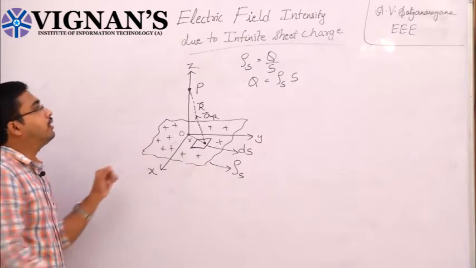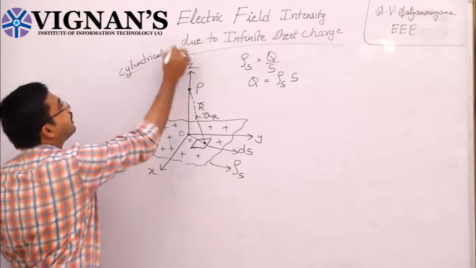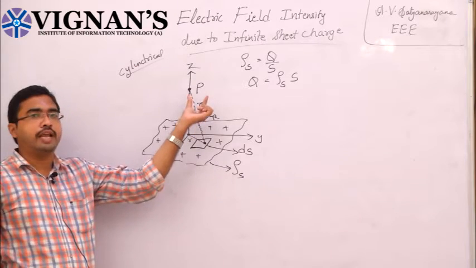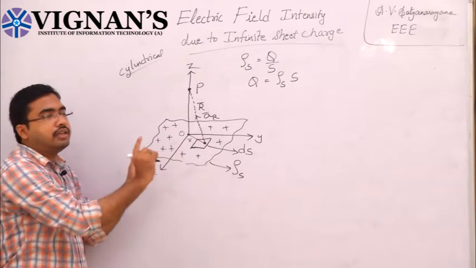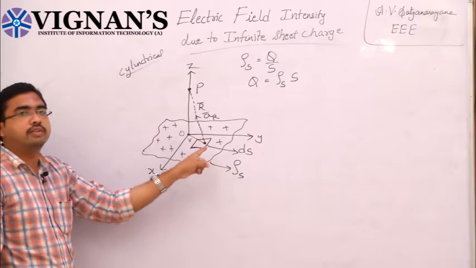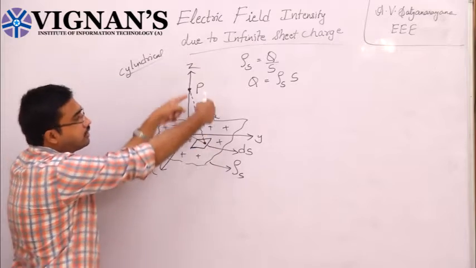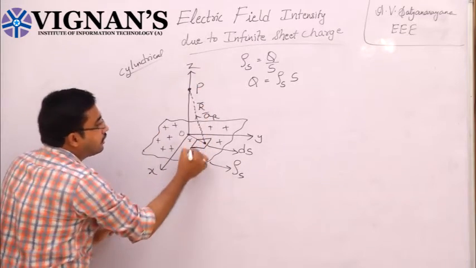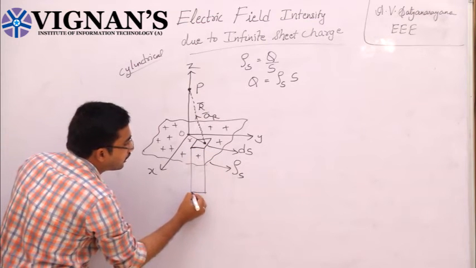Okay. Now consider the cylindrical coordinate system. Cylindrical coordinate system means we should imagine a cylinder which is placed along this small differential surface. Suppose imagine a cylinder of radius some r. This r is nothing but the radius of the cylinder. You can assume that the cylinder is placed along this differential surface. If you consider the differential cylinder, it will come like this. You can assume the cylinder in this direction.